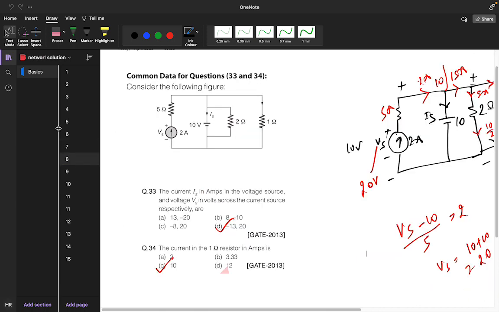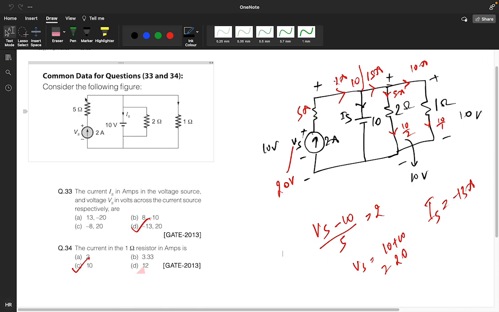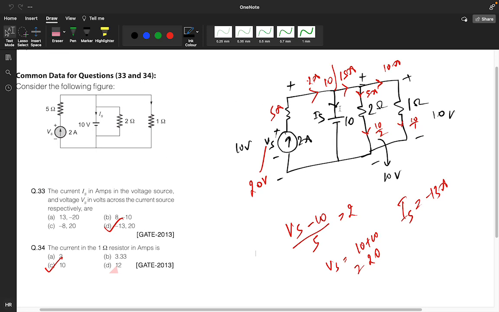Now question number 33. In this particular question, you need to find the value of IS and the value of VS. This is a very simple question, so apply nodal analysis and you will get the values of IS and VS. And what will be the current through 1 ohm? This particular source is 10 volt only, so 10 divided by 1, you will get 10 ampere.